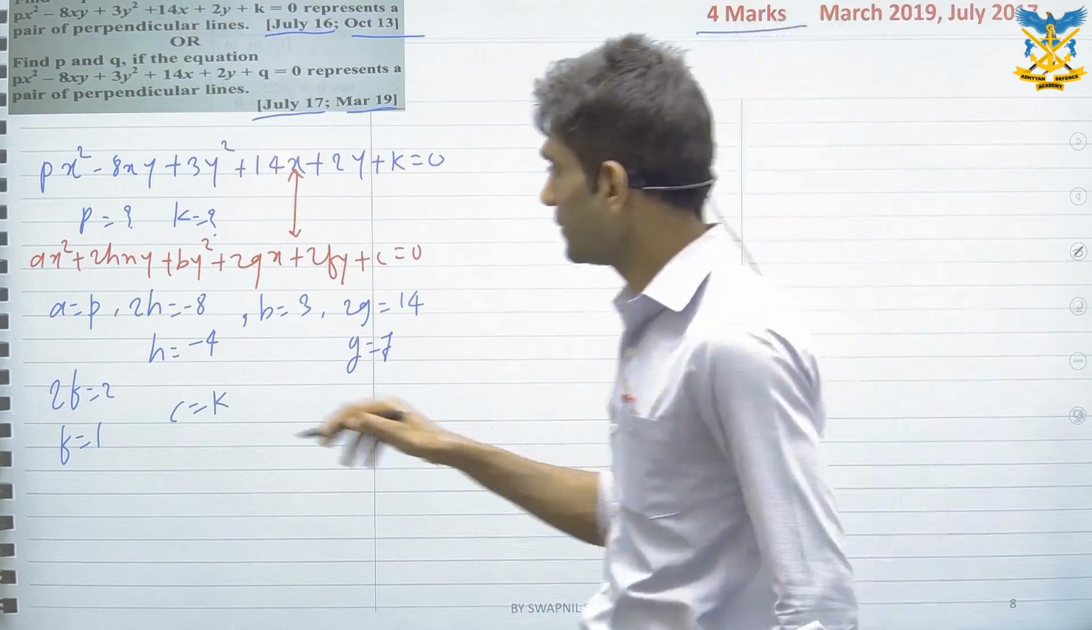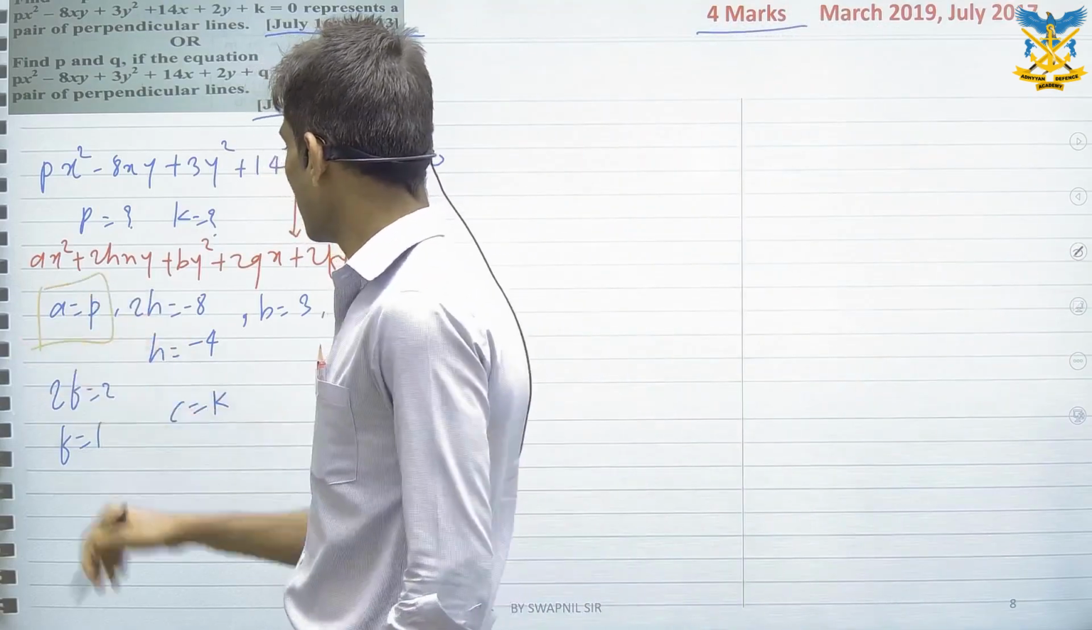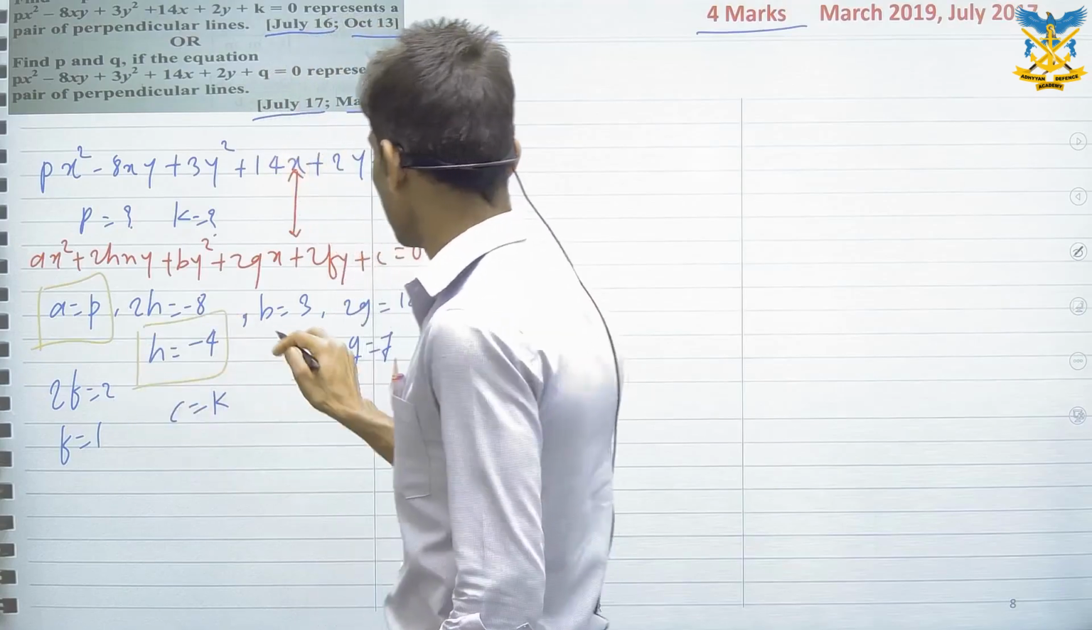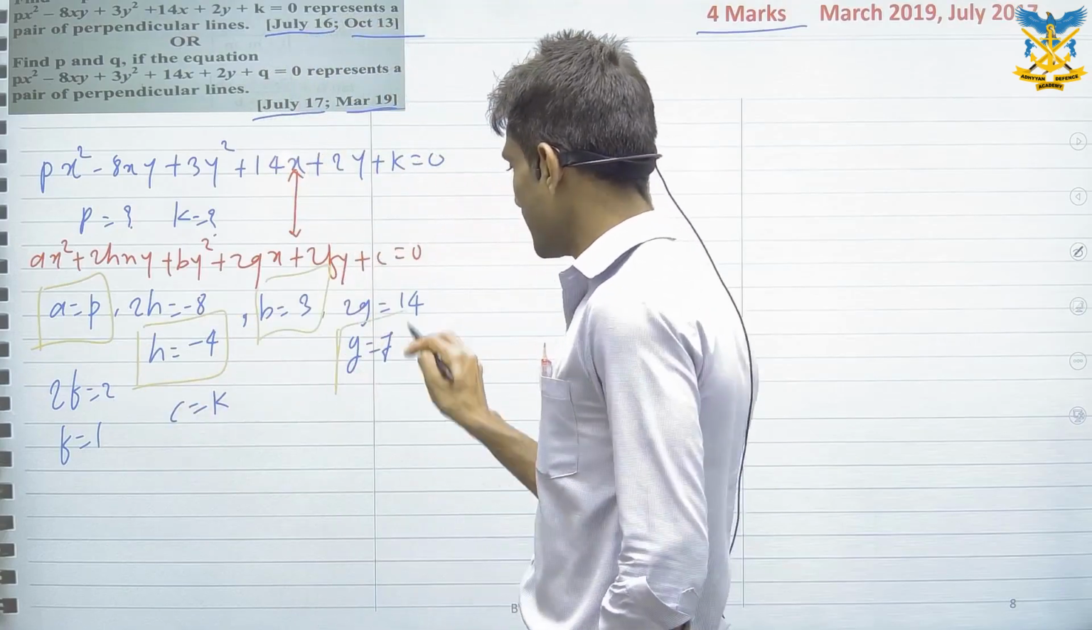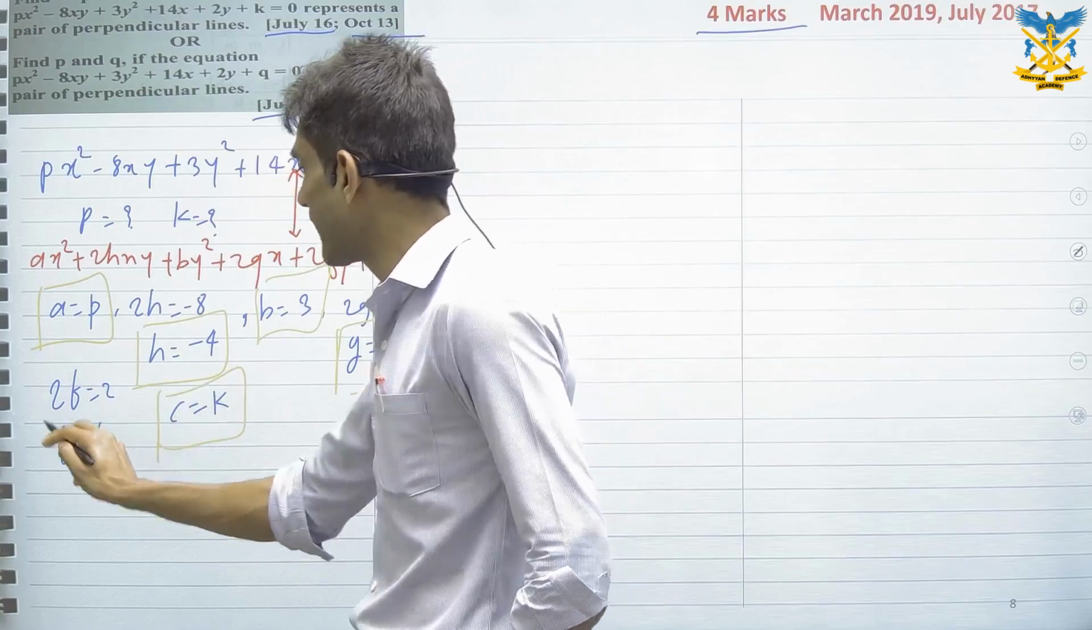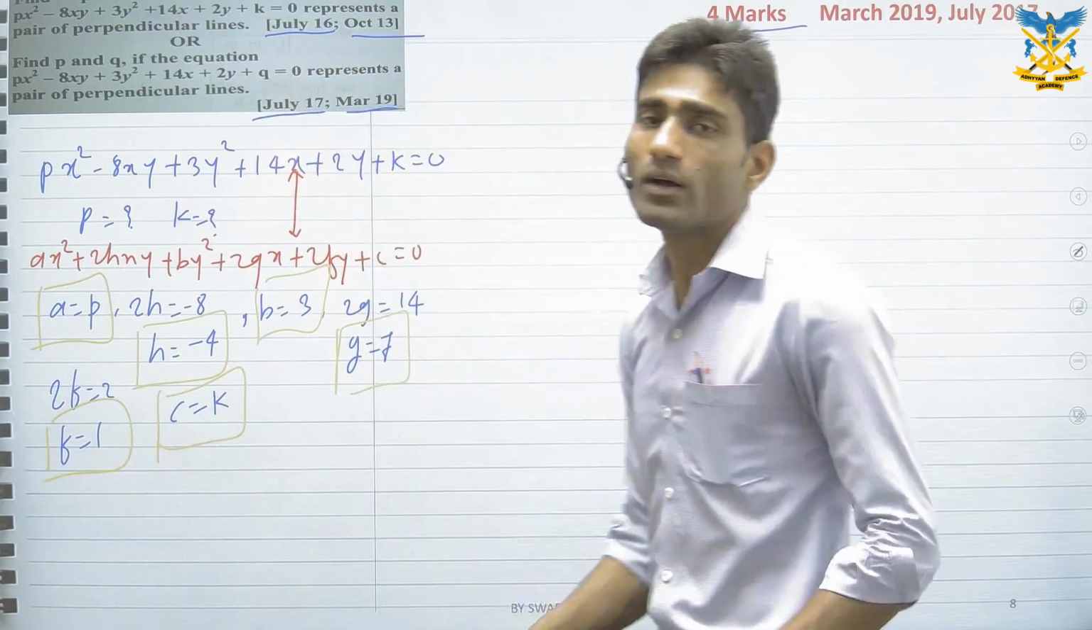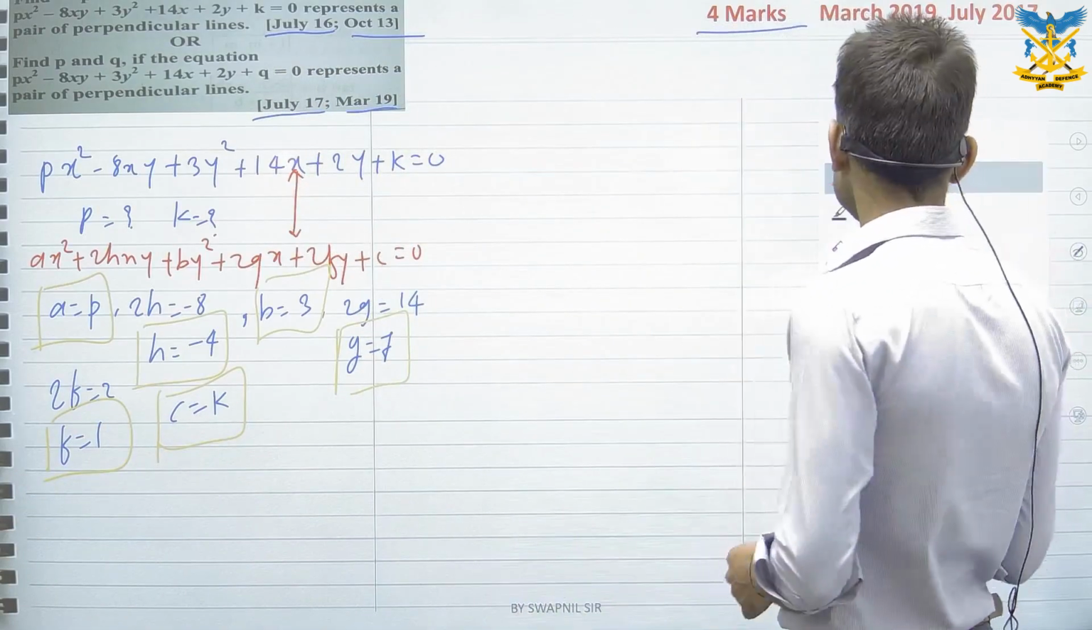Now first we have the value for a, which is equal to p, second h is minus 4, b is equal to 3, g is equal to 7, c is equal to k and f is equal to 1. All are the required values for our question.